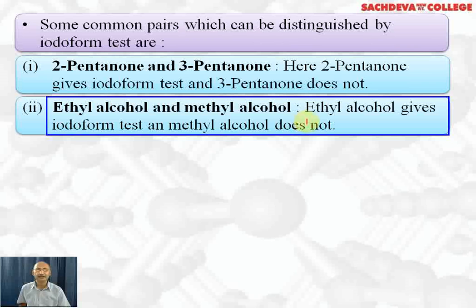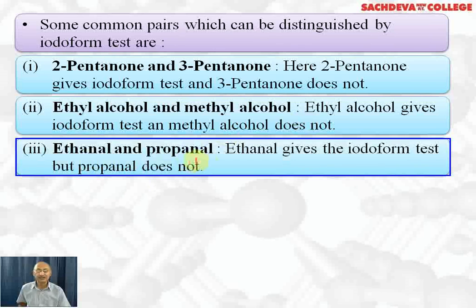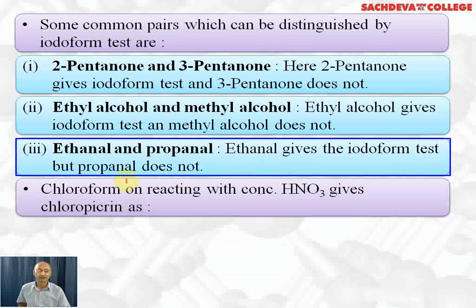triiodoacetaldehyde, and with NaOH it gives iodoform. Methyl alcohol will not. Ethanol and propanol can be distinguished by this test. Ethanol is the IUPAC name of acetaldehyde. Ethanol will give the iodoform test because it has the CH3CO group, whereas propanol does not. It does not have the CH3CO group.